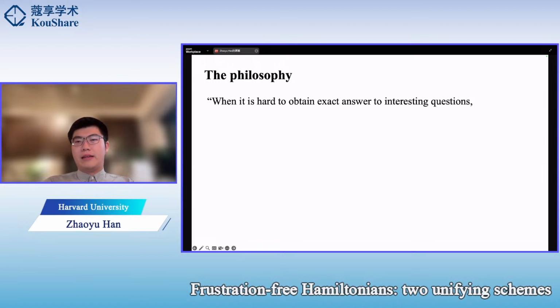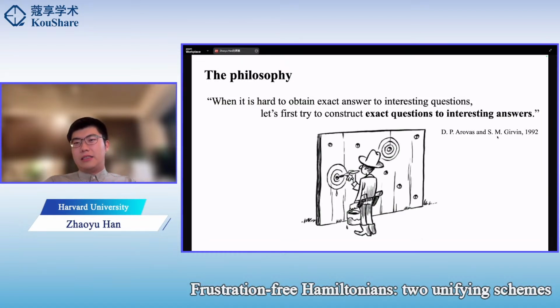As physicists who study quantum many-body systems, especially the strongly coupled ones, we all know how hard it is to obtain an exact solution to the problems that we're interested in. Basically, all the Hamiltonians given by nature are not solvable. So what do we do? Of course, we should directly face the problems and always try to improve our techniques to attack them. But there's also another attitude: since it's hard to obtain exact answers to interesting questions, why don't we first try to construct exact questions to interesting answers?